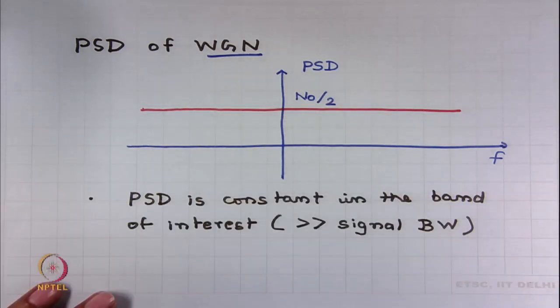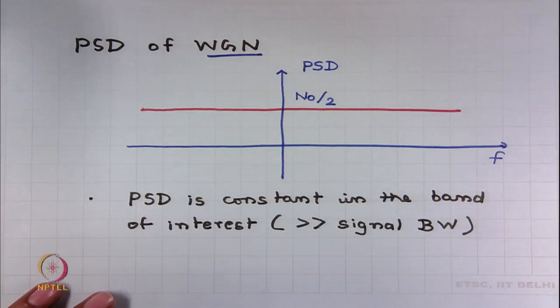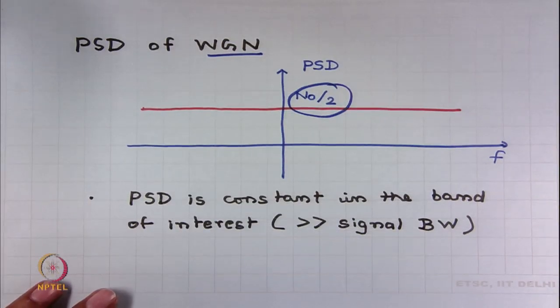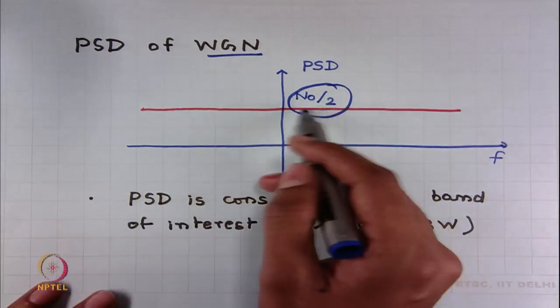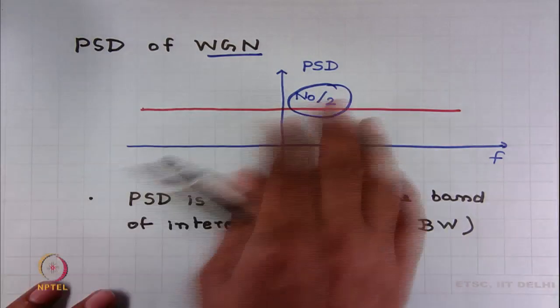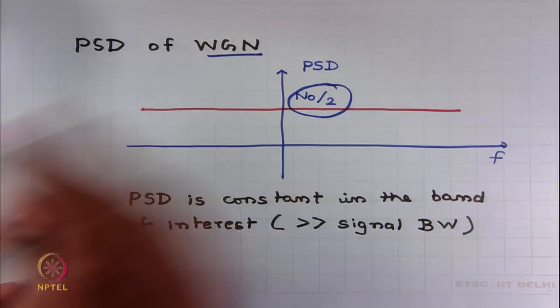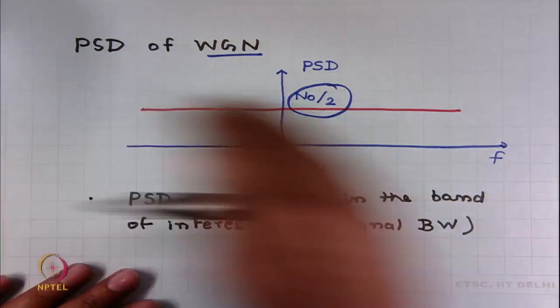So, the power spectral density of a white Gaussian noise is constant. Here you can see that this is constant and the value of this constant is N naught by 2. This is by notation, and we will talk about why this N naught by 2 in a while, but let us not worry about this at the moment. Just think that the power spectral density is some constant and the value of this constant is N naught by 2.